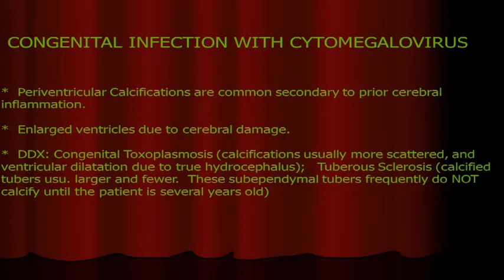These subependymal tumors frequently do not calcify until the patient is a little bit older. So in a little baby, you really worry about the TORCH, CMV and toxo. And toxo is a pregnant woman that sniffs the cat litter. So a pregnant woman should be nowhere near cat litter. This is a different patient, and these are bigger, coarser calcifications, and this patient had toxo.